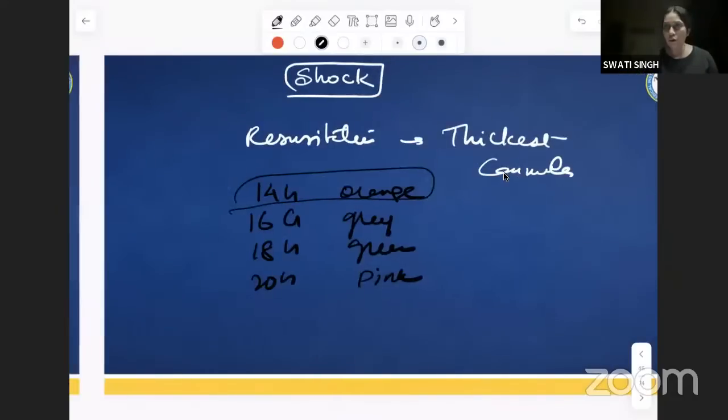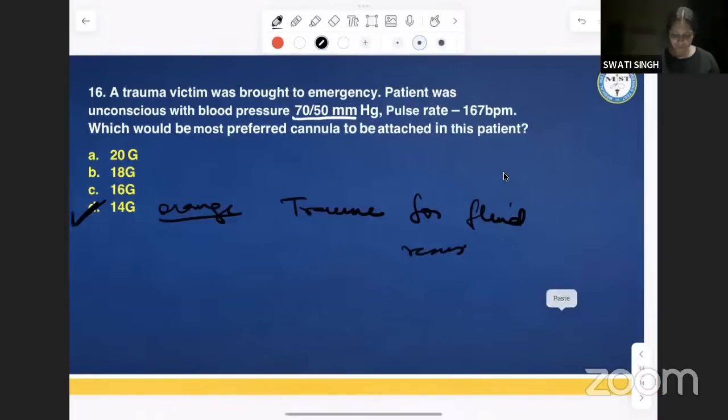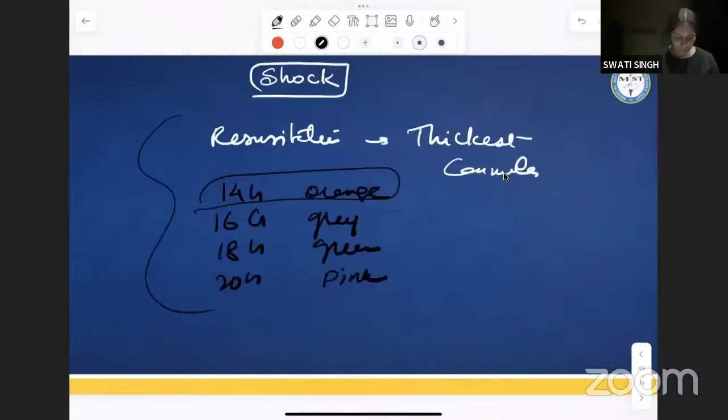It is in the option. I would go for that as an answer. If it was not in the option, I would have gone for 16 gauge as an answer. Got it? So we will go for 14 gauge cannula. Any doubt? Okay. So remember, in a shock patient, we use 14 gauge cannula. Okay, remember this.